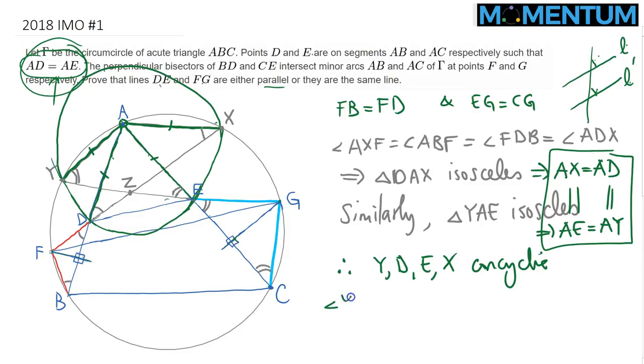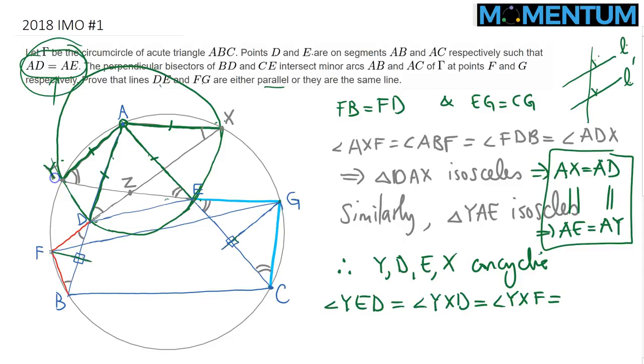Now angle YED is equal to angle, wait, where was I? Oh yeah, YED is equal to YXD, right? Why is that? Because they subtend the same arc on that new circle. So YXD. But YXD is equal to YXF if I move to the other circle, and YXF is just YGF, right? So obviously they subtend the same minor arc YF.